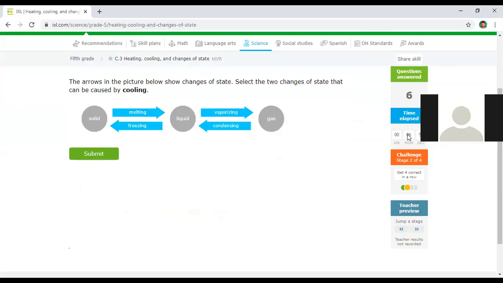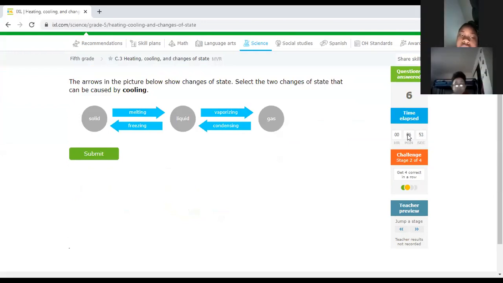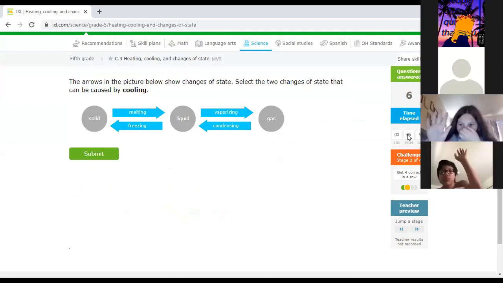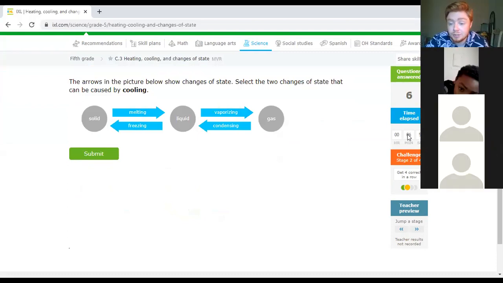Which two represent cooling? Again, I want to mostly call on people I haven't called on yet. So let me see. Niraj.